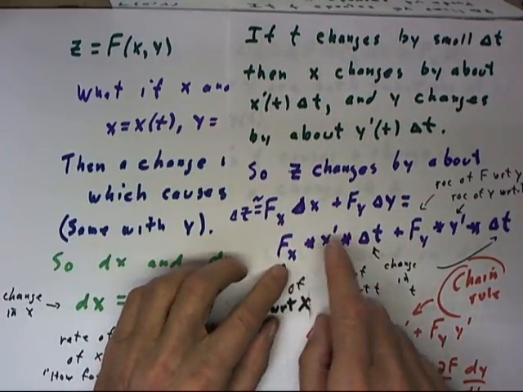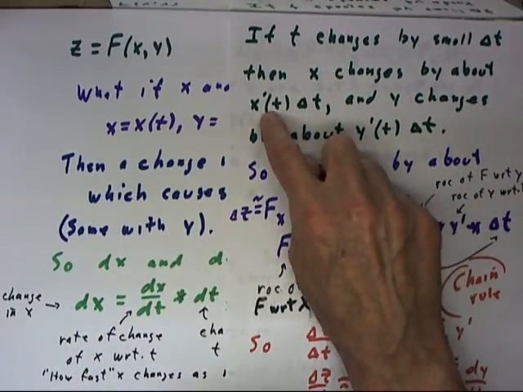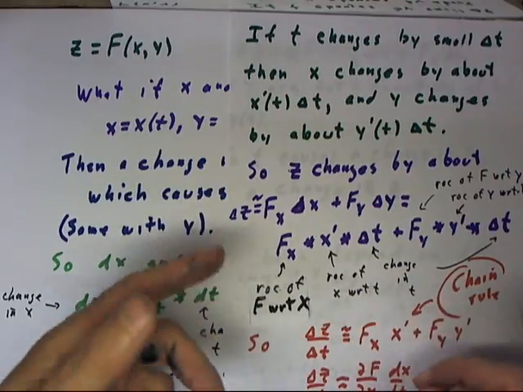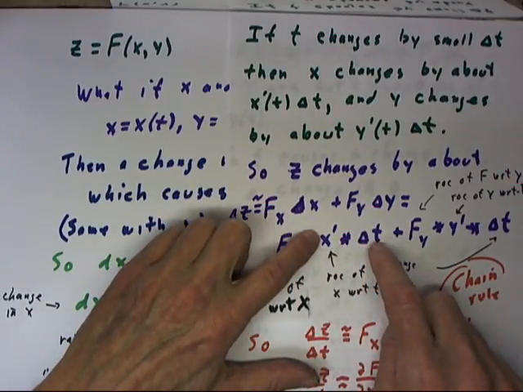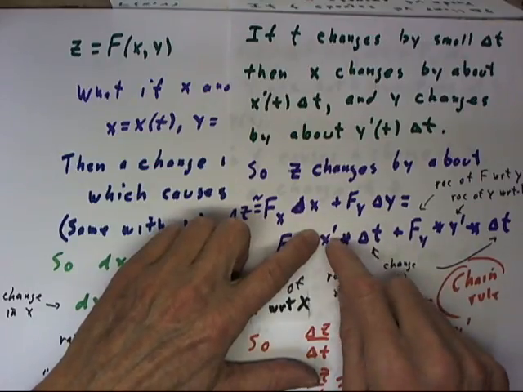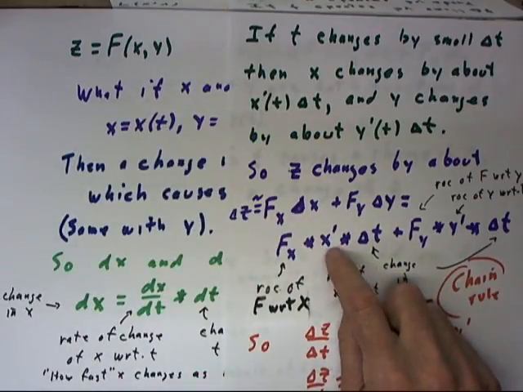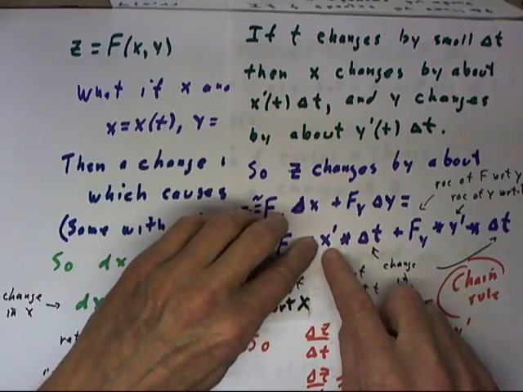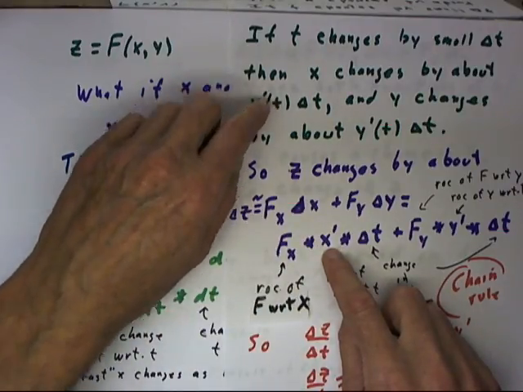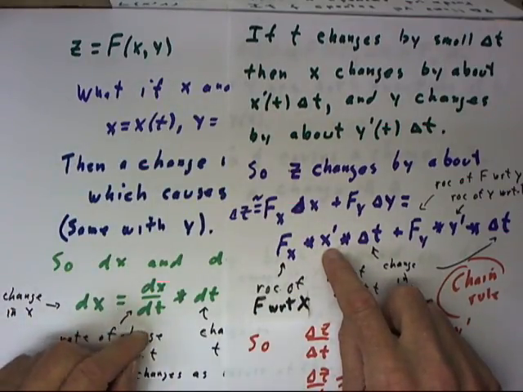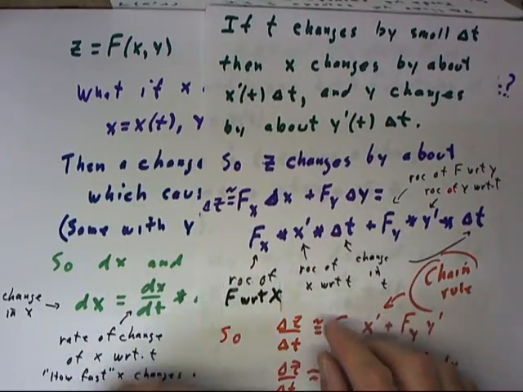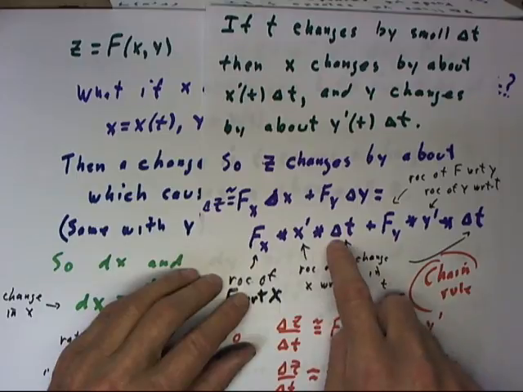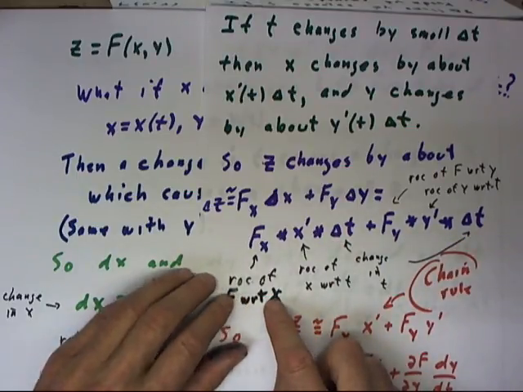Now, what's the change in x? The change in x is x prime of t delta t. That's easy enough to understand. So here's our x prime times delta t. Now, I didn't write the x prime of t; I suppressed that part of the notation, but we understand that x prime means x prime of t, which means dx/dt. If we look at this expression, of course, we're going to have a similar expression for y.